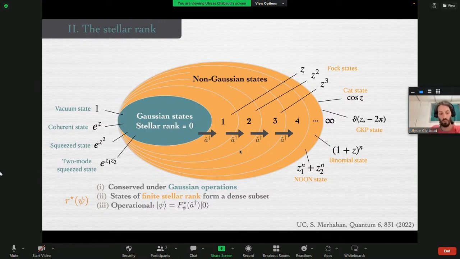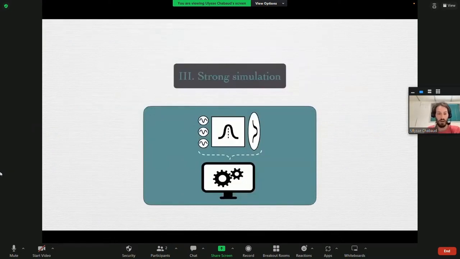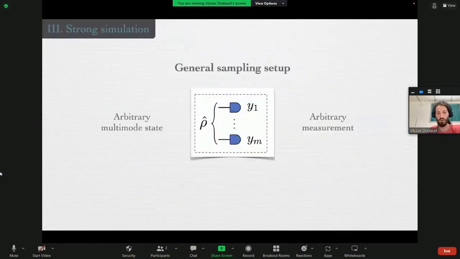Okay, and in our work, what we do is essentially find a fourth property of the stellar rank, the fact that it actually characterizes, in a certain sense, the computational complexity that you can get to using a quantum state. Okay, so how do we get to that result in practice? This is through strong simulation. So given a very general sampling setup, you can think of this as an arbitrary multimode state. It can be anything over a tensor product of infinite dimensional Hilbert spaces for each of the modes. And you can consider an arbitrary measurement. For the sake of brevity here, I'm giving you the case where you just get a tensor product of rank one projectors. So this is our setup.